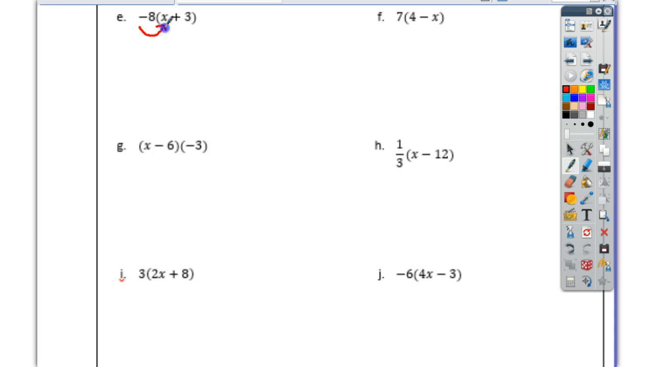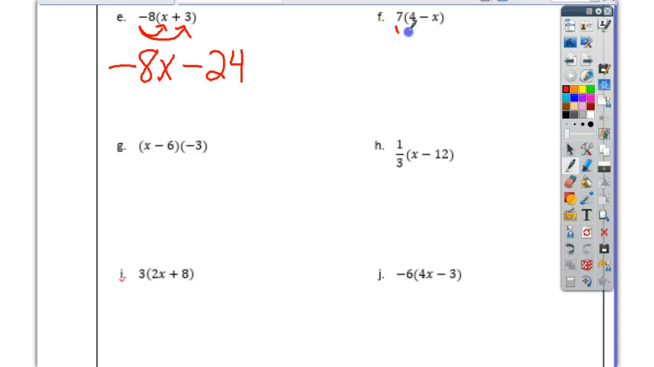So negative 8 times x is a negative 8x. And negative 8 times a positive 3 is negative 24. We don't go plus a negative, we just go minus 24. All right, let's see what you get for F. Good. Seeing some switched around even, and those are right.